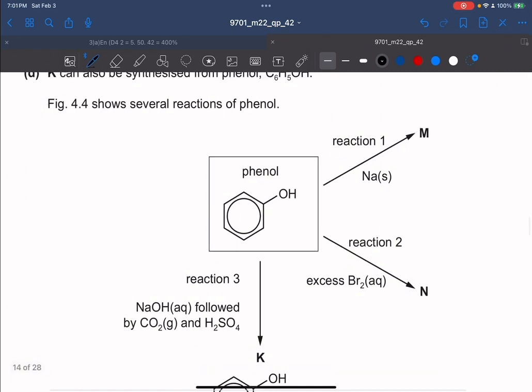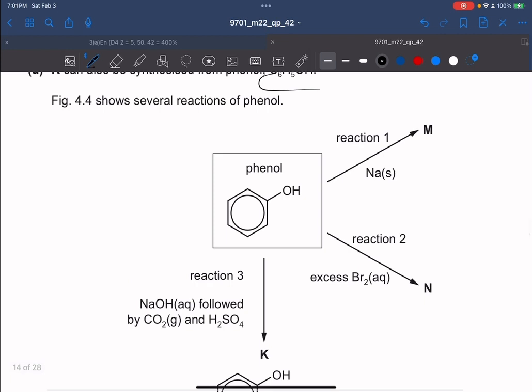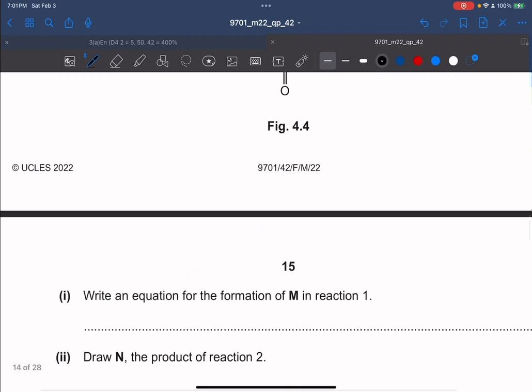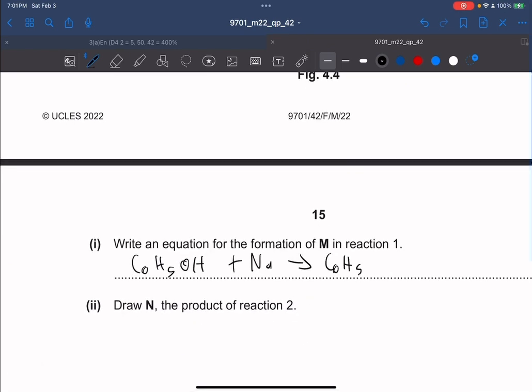K can also be synthesized from a phenol. Write an equation for the formation of M in reaction 1. So that's actually going to be pretty easy. It's just going to replace the H, so we're just going to get C6H5O minus, Na plus, and half H2.